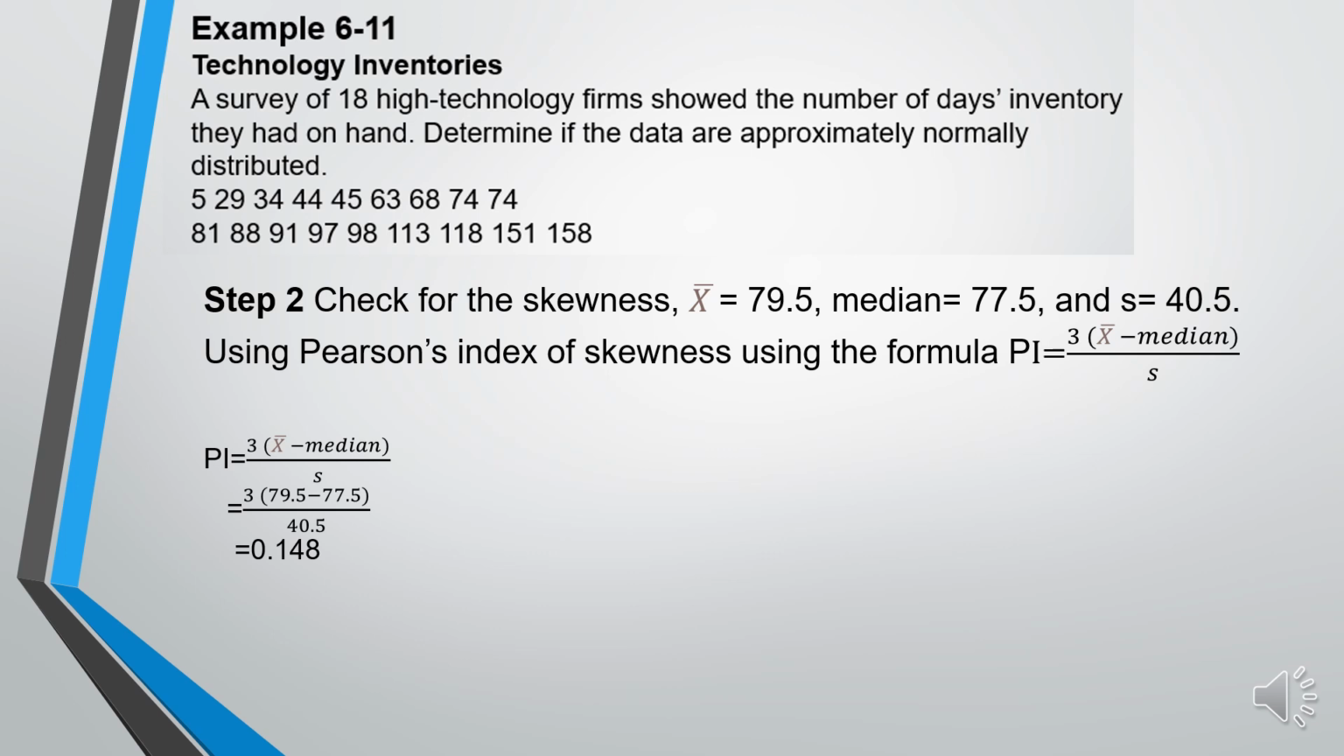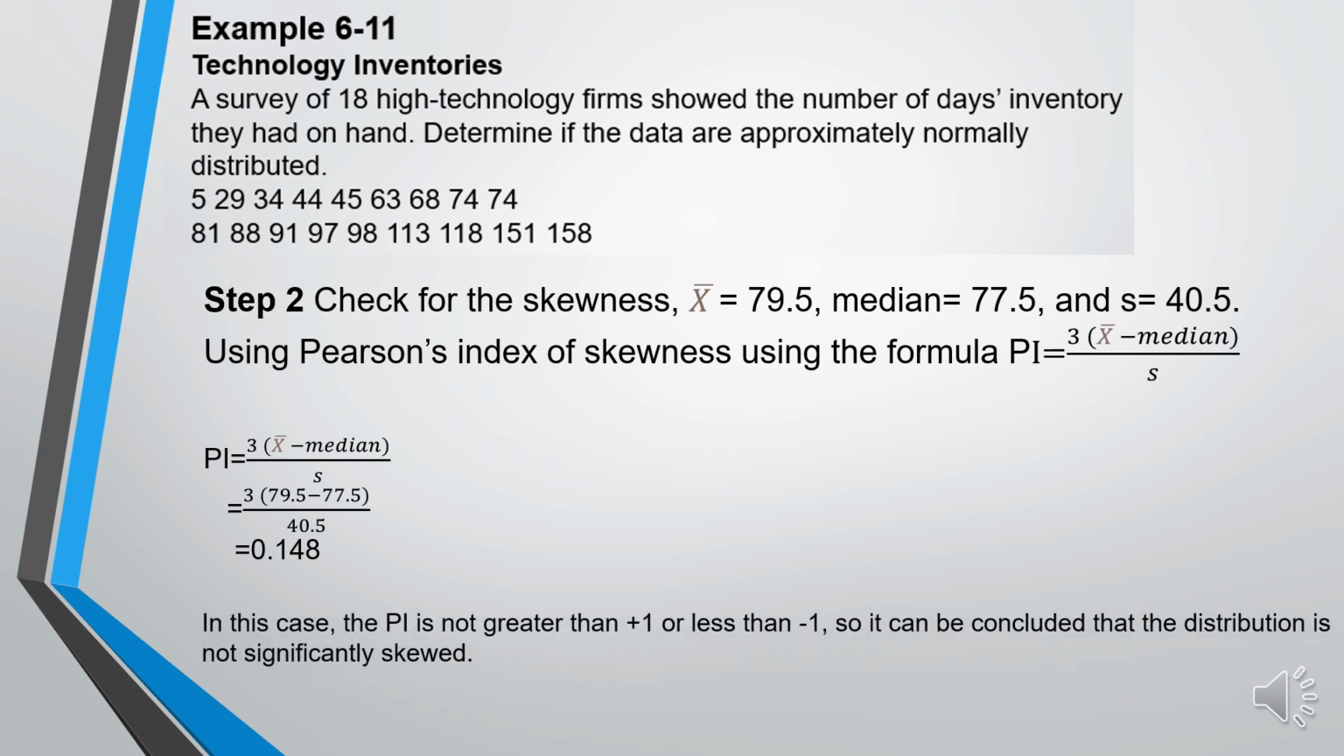PI is equal to 3 times the X bar, which is 79.5, minus the median, which is 77.5, divided by the standard deviation, which is 40.5. So if we use a calculator to multiply and divide, it is equal to 0.148. In this case, the PI or Pearson's index is not greater than positive 1 or less than negative 1. So it can be concluded that the distribution is not significantly skewed.